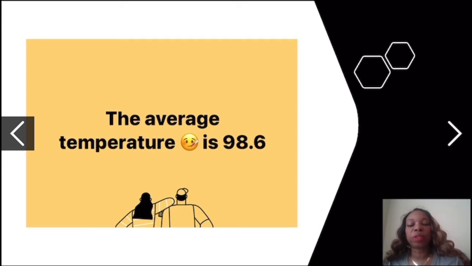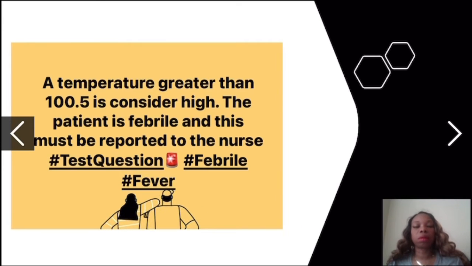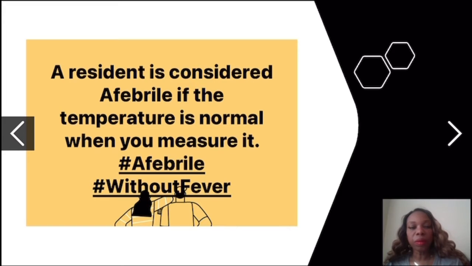The average temperature is 98.6. A temperature greater than 100.5 is considered high. The patient is febrile and this should be reported to the nurse. Febrile means fever. A resident is considered afebrile if the temperature is normal when you measure it. Afebrile means without fever.